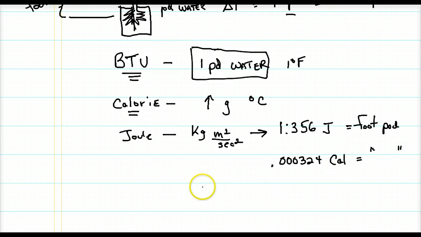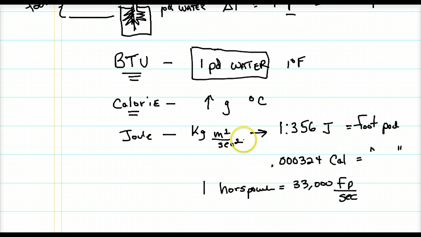And 1 horsepower, by the way, which is actually a power unit, that's how much energy per time, but 1 horsepower is equal to 33,000 foot-pounds per second. Foot-pounds per second. So it's a time issue. In any case, that's the value.